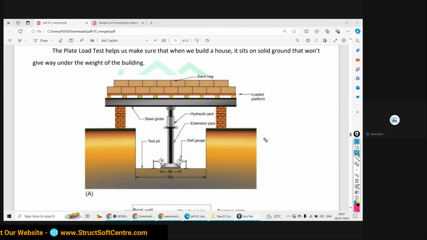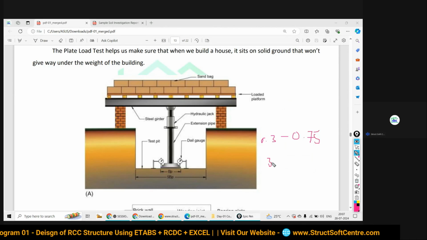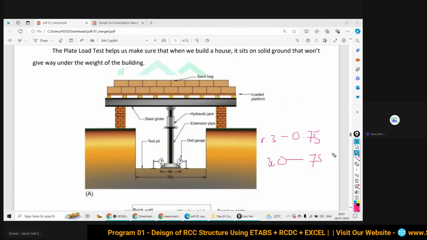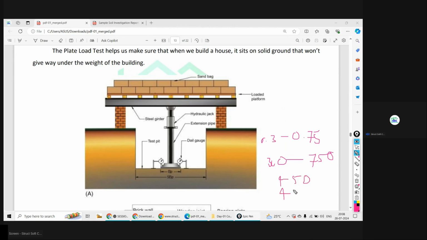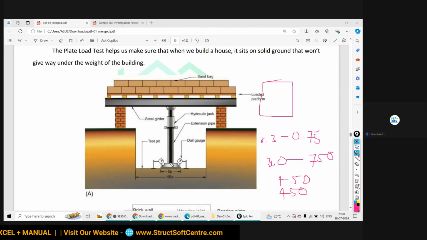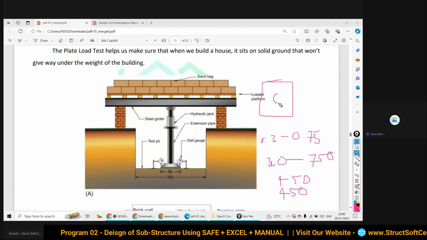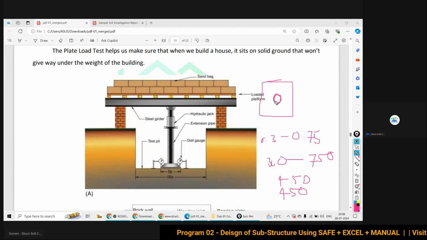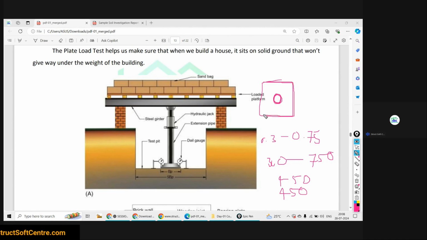The size of the plate may range from 0.3 meter to 0.75 meter, meaning 300 mm to 750 mm. The most common size normally taken is 450 mm by 450 mm, square size of the plate. Over that we do the setup where we apply the load over this plate by hydraulic jacks, applying the pressure over this steel plate.